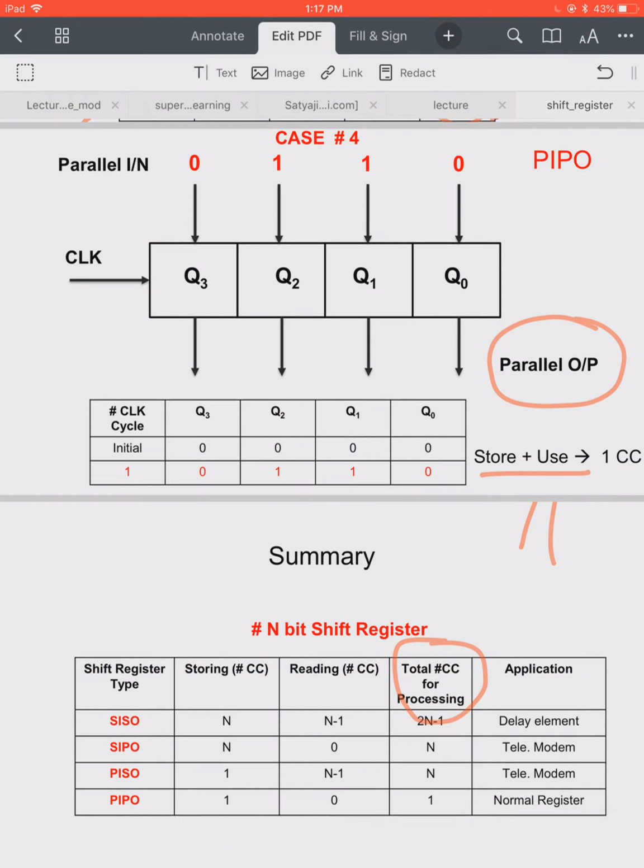And finally, the parallel input and parallel output register simply works like a normal register. There is no shift operation at all, because in one clock cycle you are storing the data, and in the same clock cycle you are also reading out the data. So for processing you just need one clock cycle. So that's all.